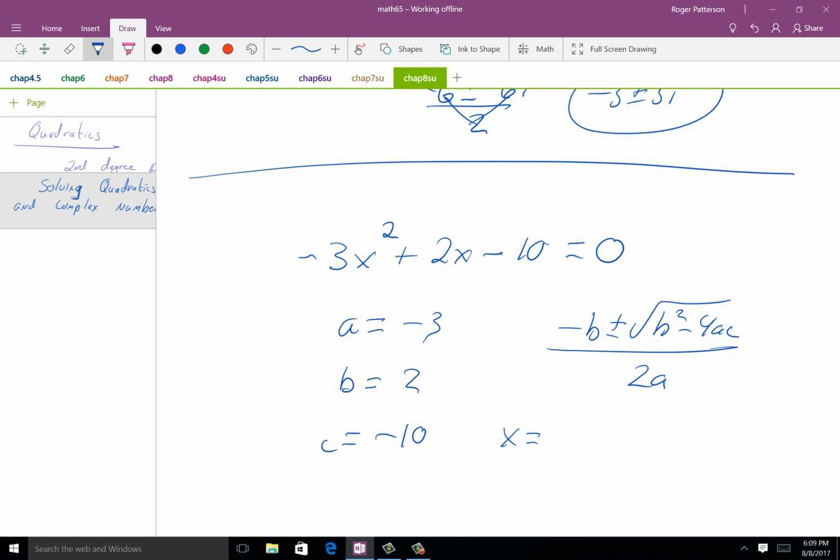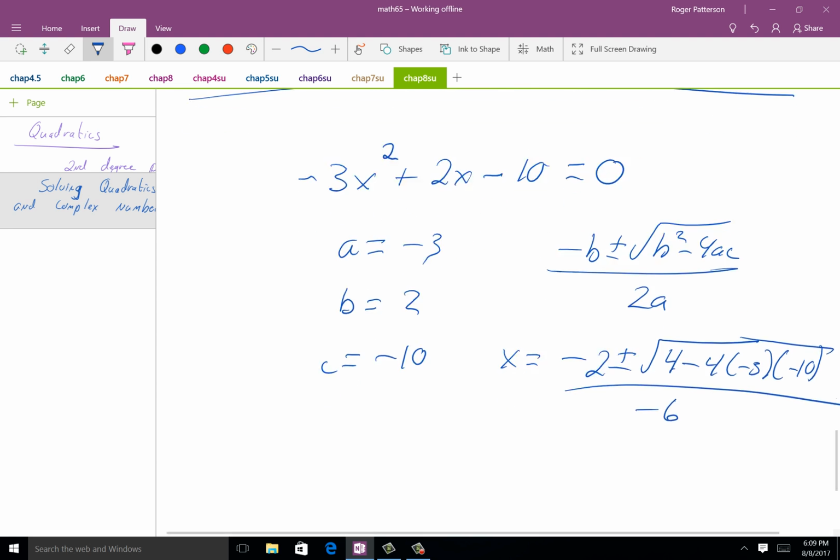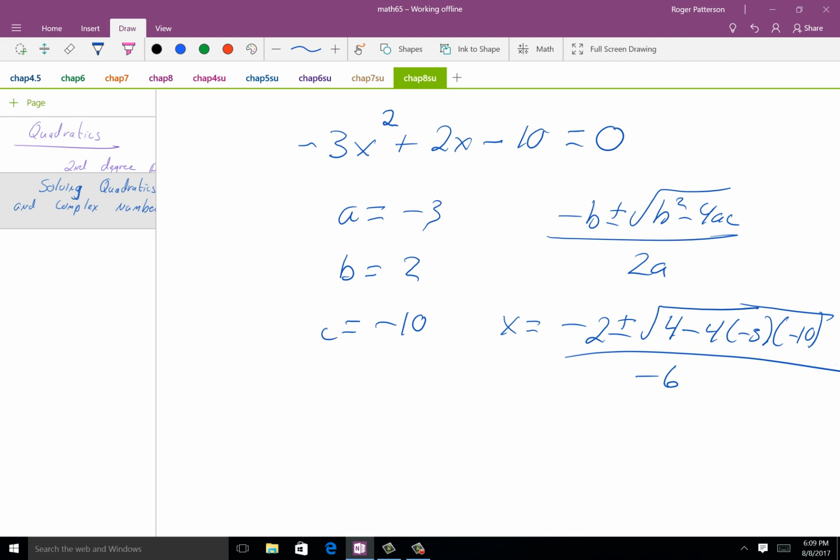X equals negative b. So let's see, what are we going to write? Negative 2 plus or minus the square root of 2 squared minus 4 times negative 3 times negative 10, all over 2 times negative 3. I do some of those in my head because it makes it a little bit quicker.